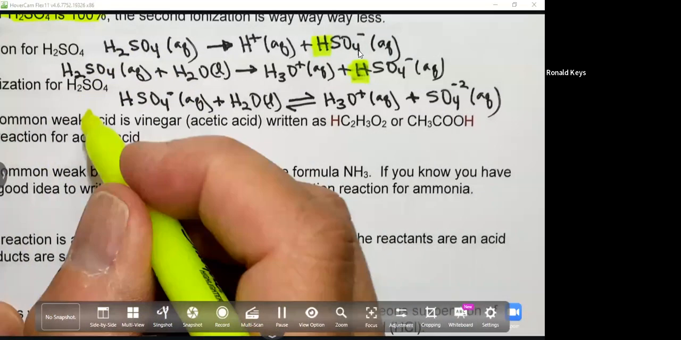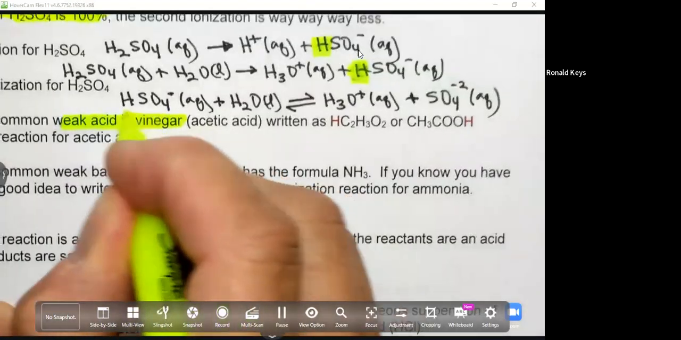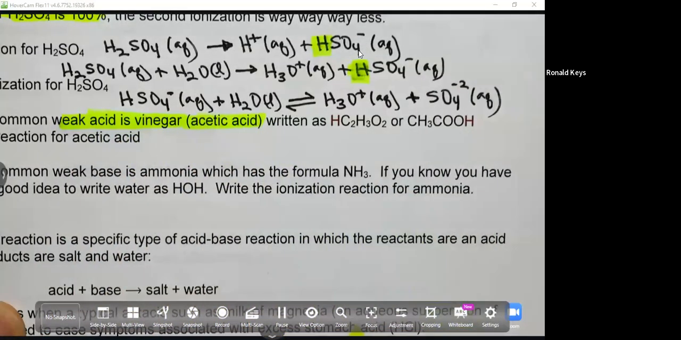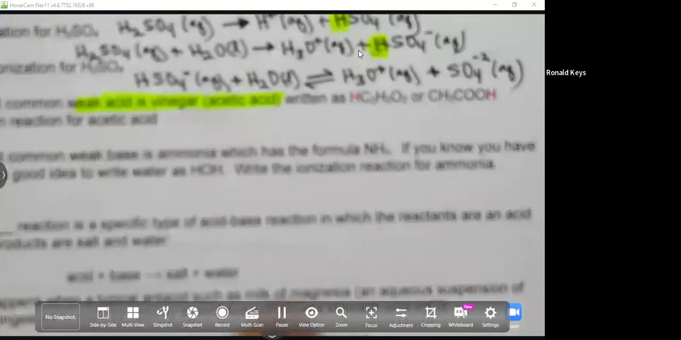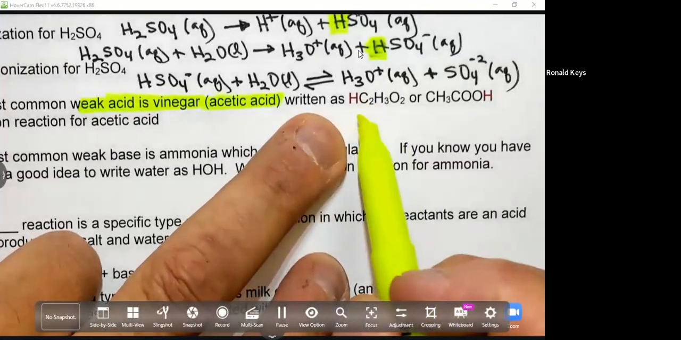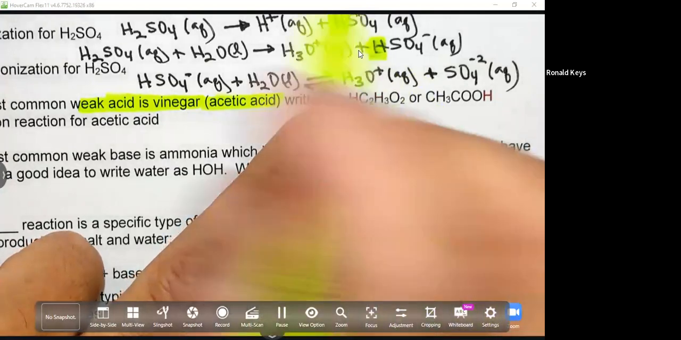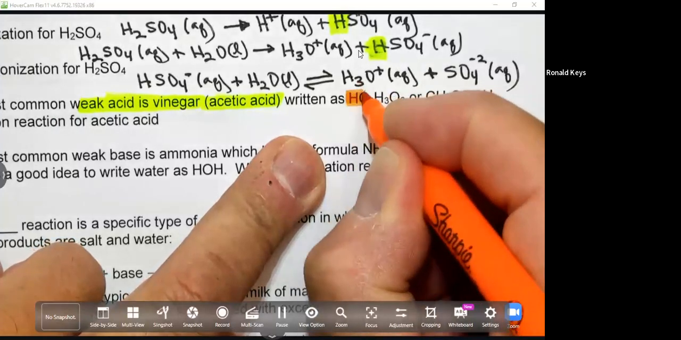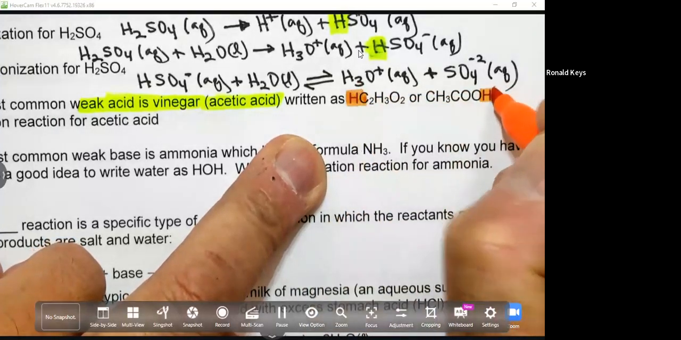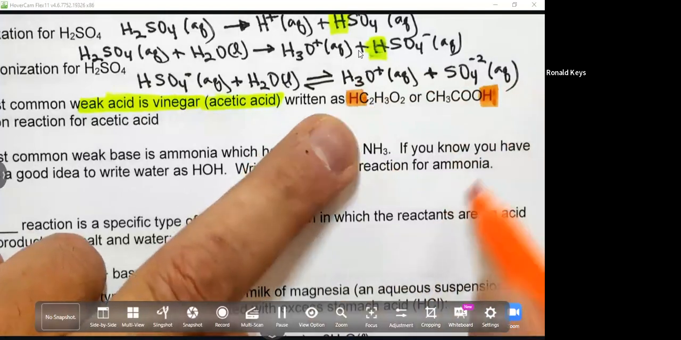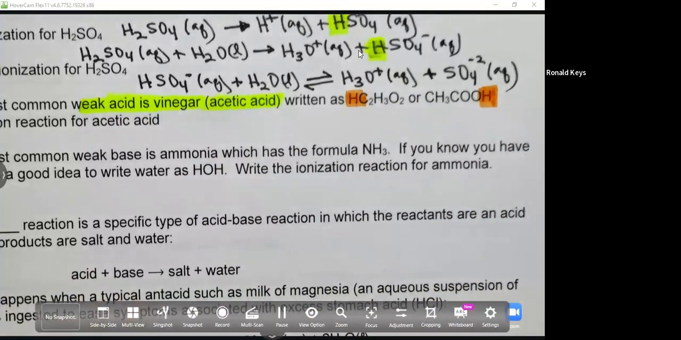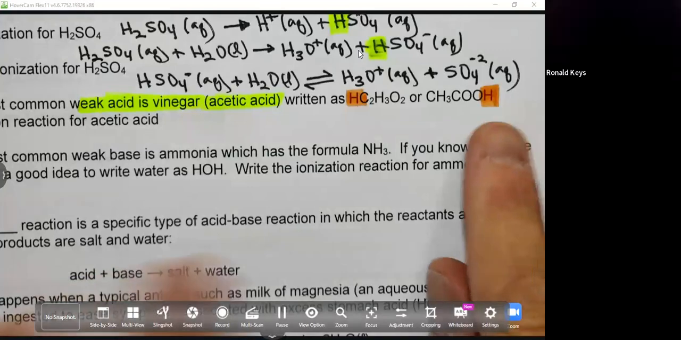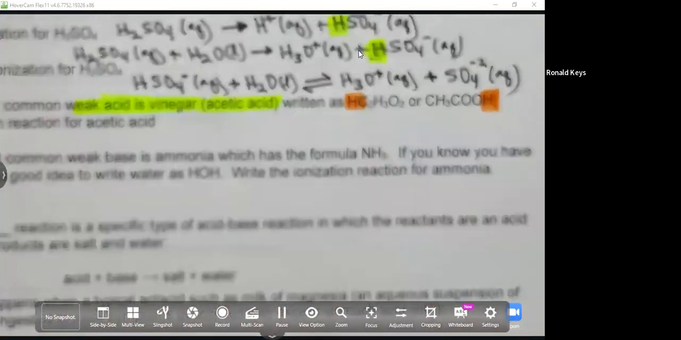Okay, the most common weak acid, vinegar, which is acetic acid. There's a couple ways to write this. It can look like this, where this is the ionizing hydrogen. The hydrogen that comes off here, we can put it like this, or you'll see it like this. These are the same hydrogens.